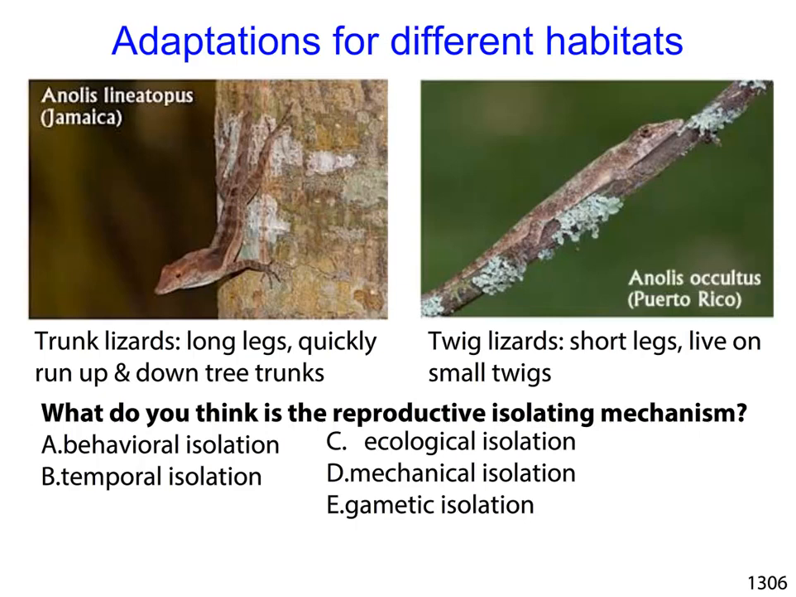Okay, so as we're considering the different habitats, you can see an individual from Jamaica and how well that little guy blends into his background, as well as one from Puerto Rico. And you can kind of see how that little guy blends in. If they're a twig lizard like Puerto Rico, they have short legs and they live on small twigs, whereas if they're a trunk lizard, they're going to have long legs and they'll be able to quickly run up and down tree trunks, which is something I'm sure even if I was a lizard, I could not do.